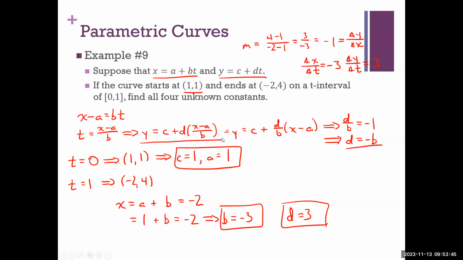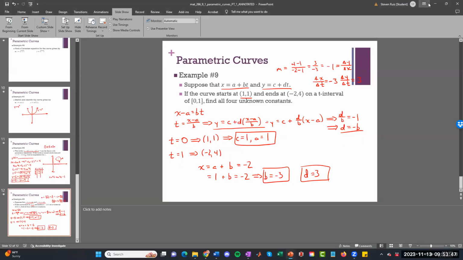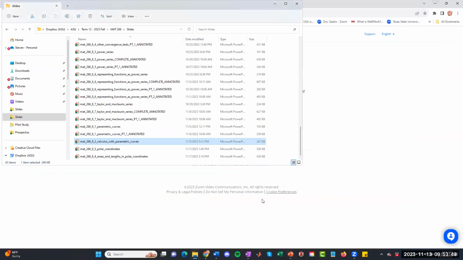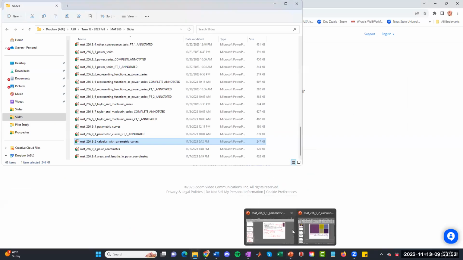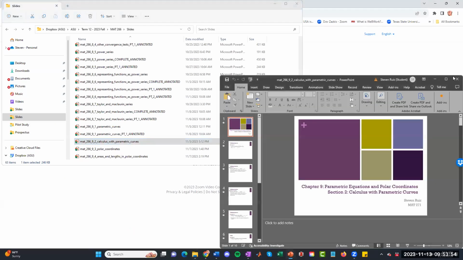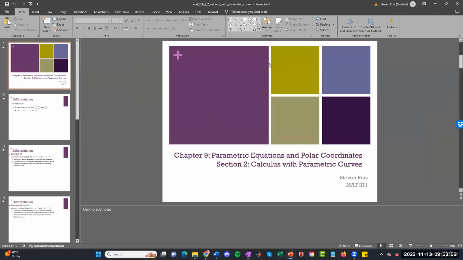So this is a very short sample of what we're going to look into next, so I'm not going to get too deep into it. I just want to mention what we're going to do on Wednesday. We talked about how to think about parametric curves. The next section is all about how to perform calculus using them.